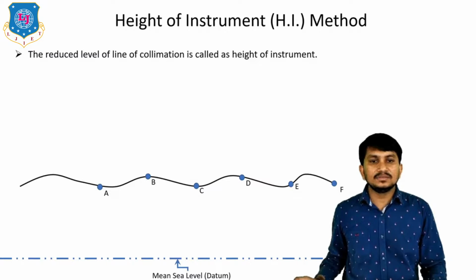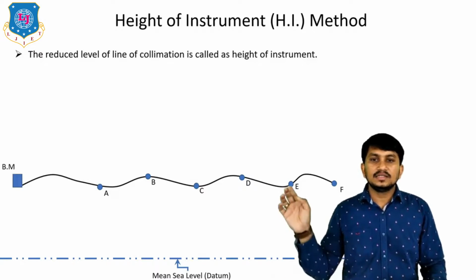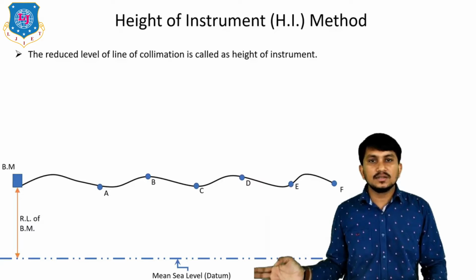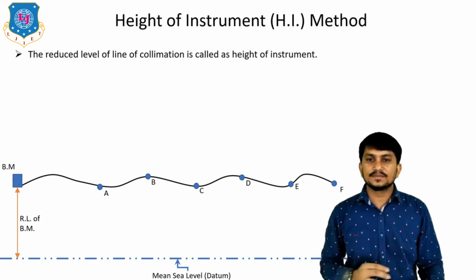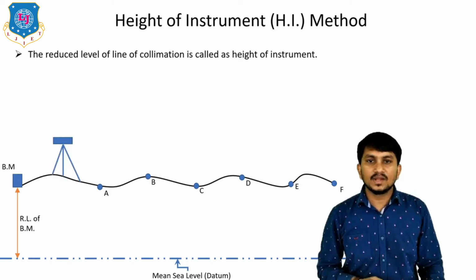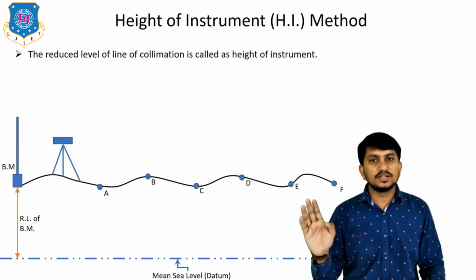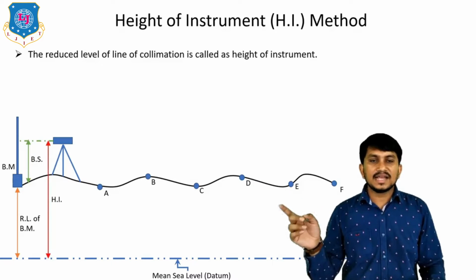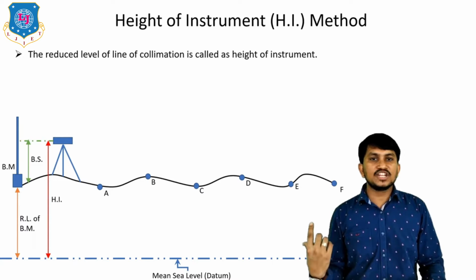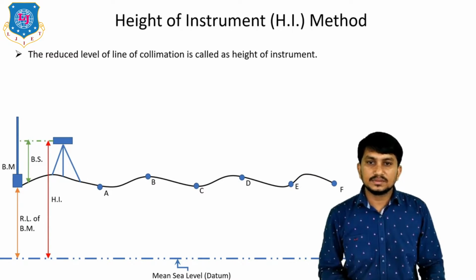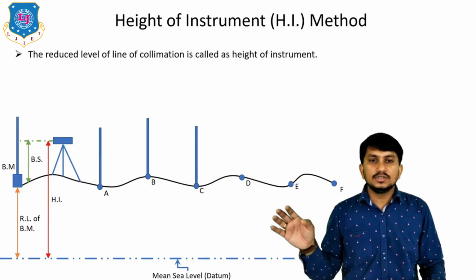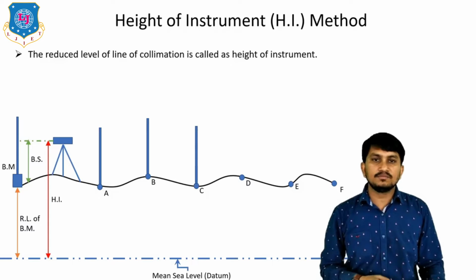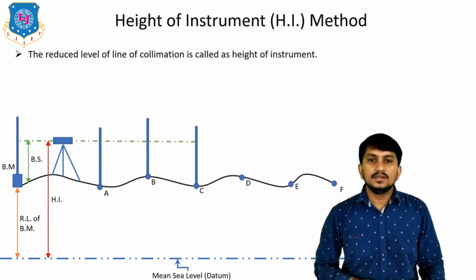Suppose there is a mean sea level or a datum surface. There is a benchmark, and there is the RL of the benchmark. This is the vertical distance of the benchmark from the datum surface. There is one setup. The first reading which is taken on the benchmark is called backsight, BS. This is HI. HI is equal to RL of benchmark plus BS. To find out the levels of all these points, we have to take the staff readings at all points one by one.